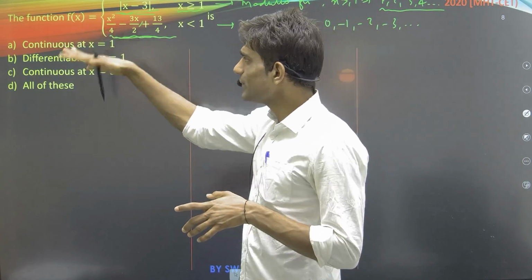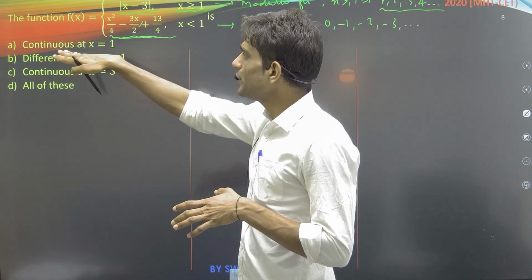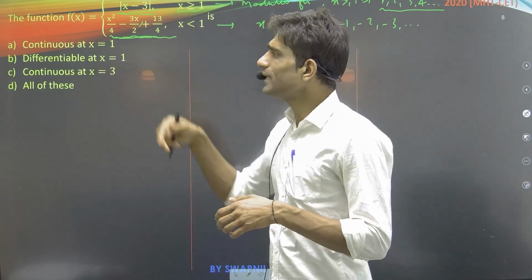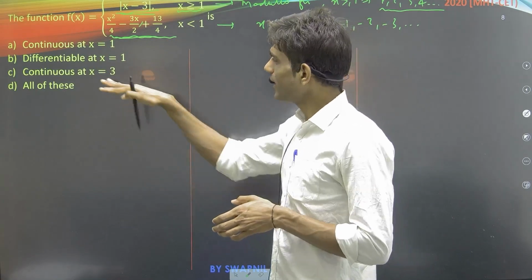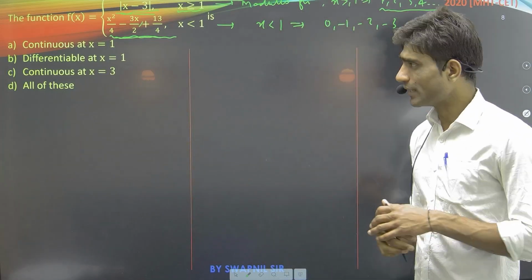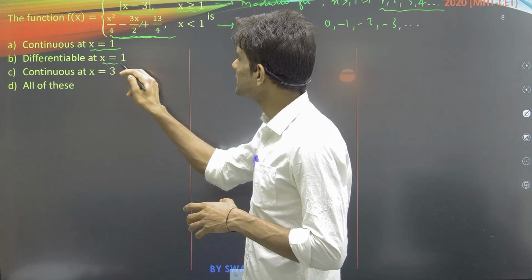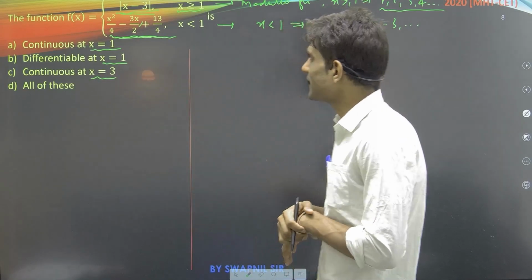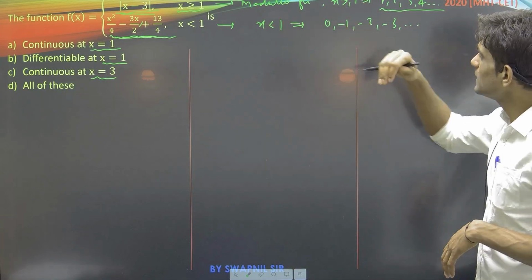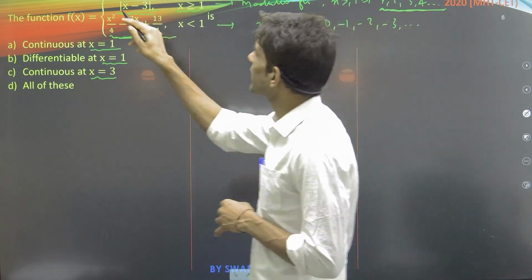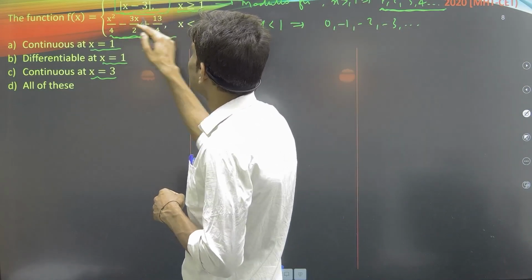Now as we observe here, continuity of our given function at x equal to 1, differentiability at x equal to 1, and again continuity at x equal to 3. Now see that we have the values x equal to 1 and x equal to 3. Where are all these values lying? Here, between 1, 2, 3. That means we have to take care of only modulus of x minus 3.